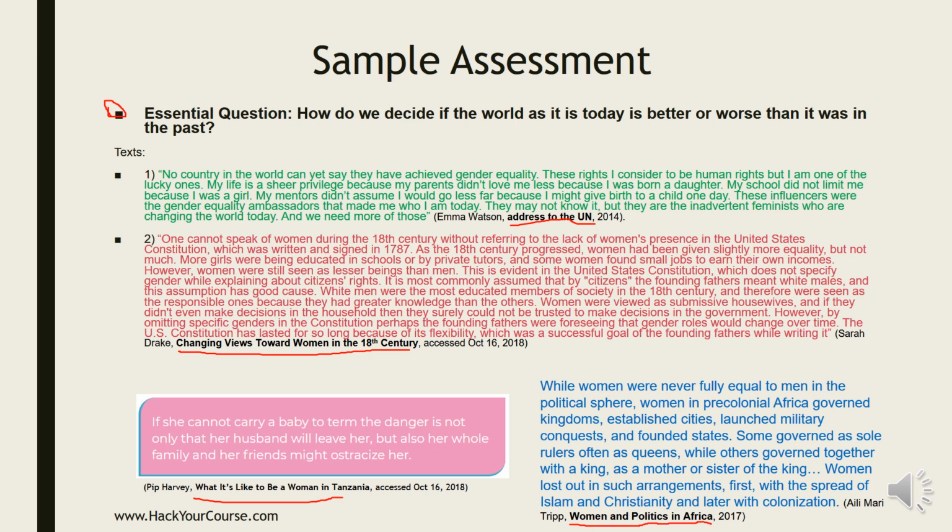So I'm not going to read these out. You can read them for yourself, but you can see they're all different types of texts that would be used, and they all have to do with how women are treated today and how they were treated in the past. So if you think about your essential question, how do we decide if the world today is better or worse than it was in the past, then you can see why these texts were chosen. So that's something you might think about. They all relate to women, but they all have something specific to do with equality. So that's what I focus on in the next slide.